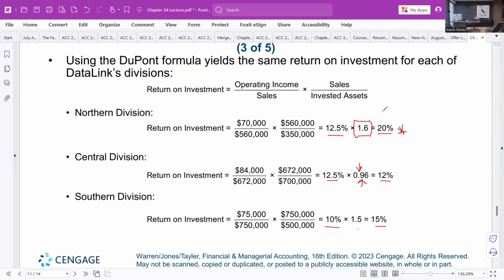So the DuPont formula really gives us more information, and it helps us understand this ROI calculation a lot better because we get these two key components. These are the two key ingredients to generating a return on investment.